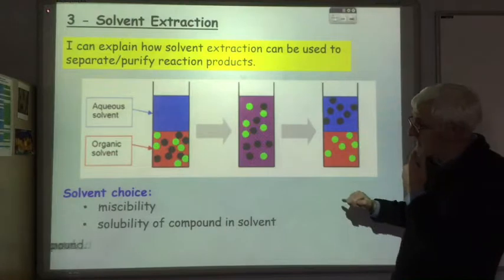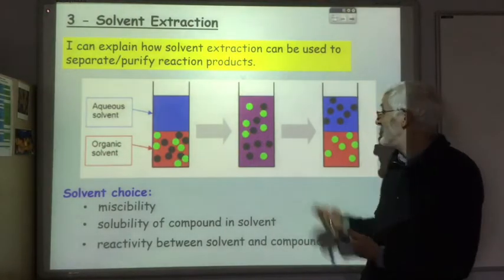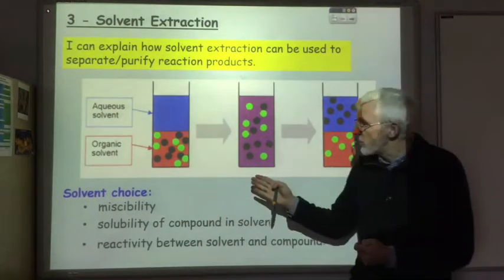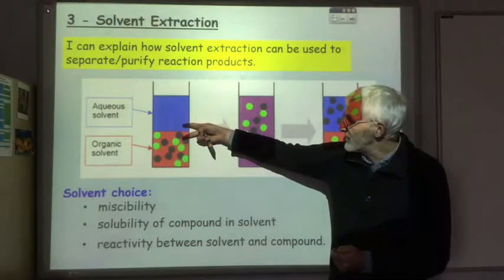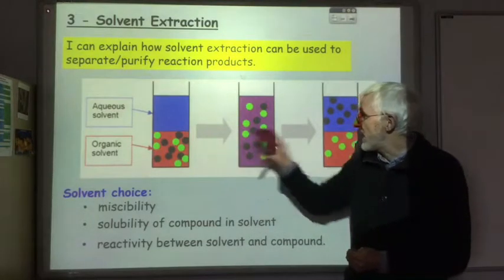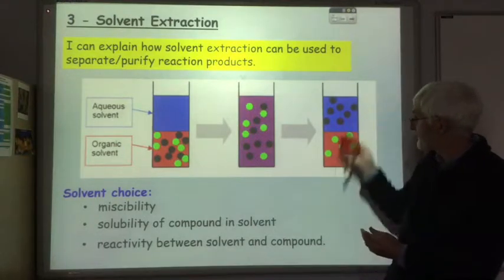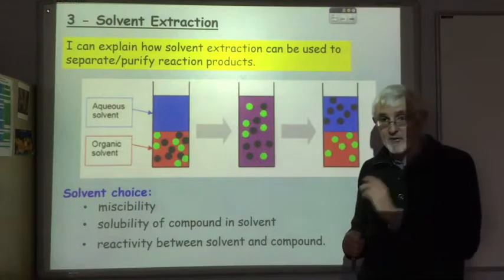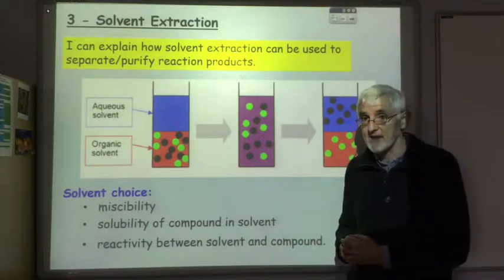And the last thing you need to consider about the solvent is you need to make sure there's going to be no reaction between the solvent and your desired product. So with good choice of solvent, one that gives you two immiscible layers, one in which you get a high percentage of your desired product going into one of the solvents, and there's no reaction between the solvent and your product, solvent extraction is a very efficient way of isolating and purifying the sample.